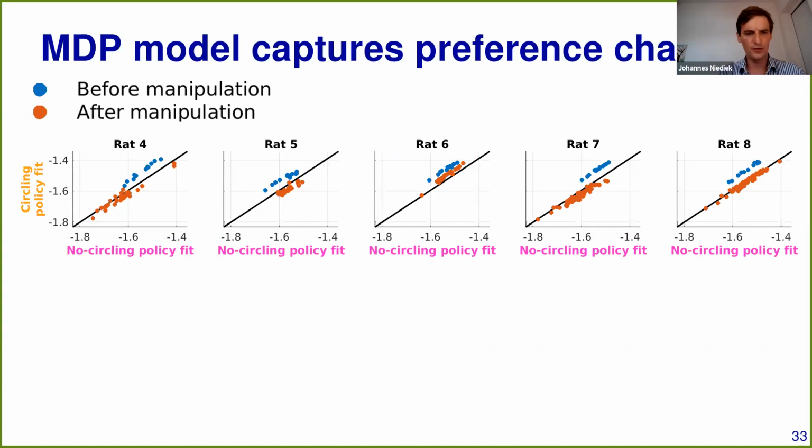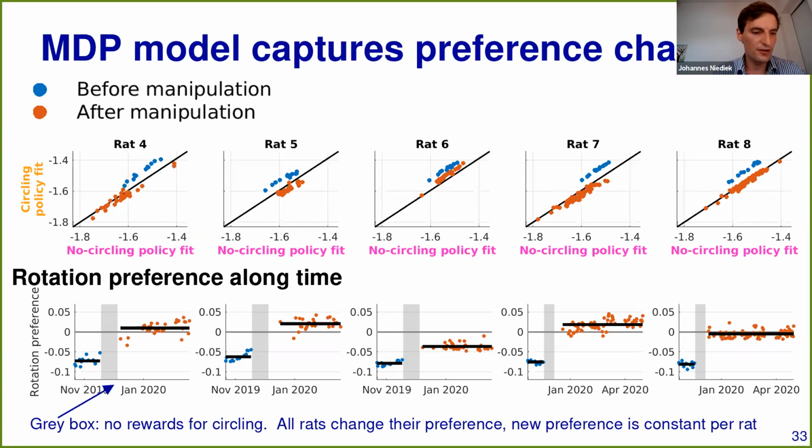And we can also look at this parameter over time. At the lower part of the slide, you see all the days of training, and the blue dots are before the manipulation. The gray box is when the manipulation happened, and the red dots are after the manipulation happened. So you see that in every rat, this rotation preference, which is simply the difference between the model fits, jumped up. Meaning that the preference for circling was exchanged to a preference for non-circling.